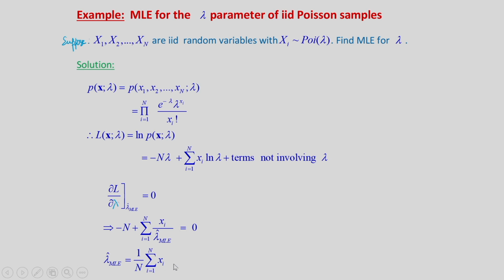So, that way we can find out the MLE, maximum likelihood estimator, for the lambda parameter. This is the sample mean only.